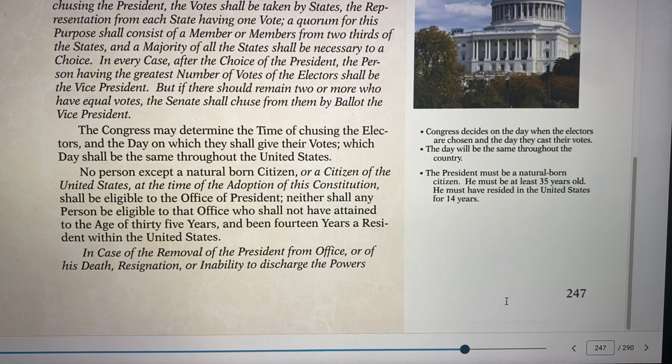He must have resided in the United States for not 5 years, not 7 years, but 14 years in the United States. He must be at least 35 years old, and he must be natural born in the United States. So he must be a natural born citizen, not born someplace else. He must be natural born, 35 years old, and must have resided in the United States for 14 years.